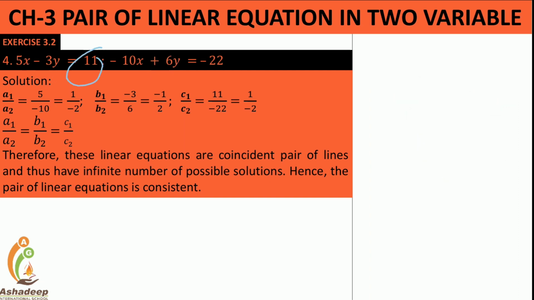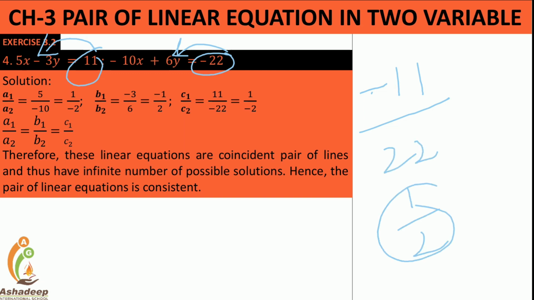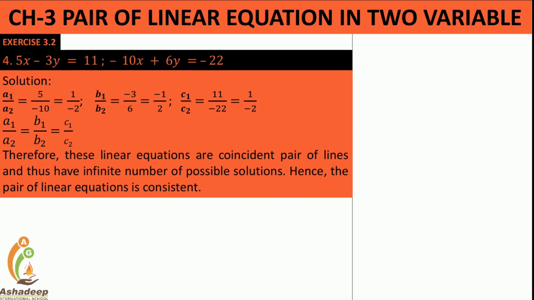Similarly, what is c1? It is minus 11. Why minus 11? Because we need to move this 11 to the other side of the equals sign. Now minus 22 becomes plus 22. So 11 upon 22 is equal to 1 upon 2, right? Minus 1 upon 2. See, each and every ratio is equal: minus 1 upon 2, minus 1 upon 2 and minus 1 upon 2. So a1 upon a2 is equal to b1 upon b2 is equal to c1 upon c2.